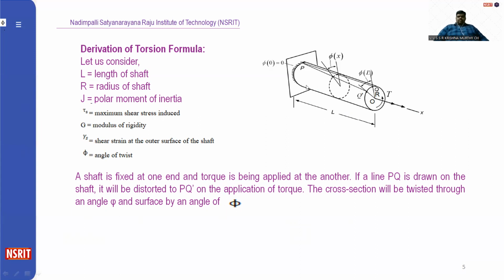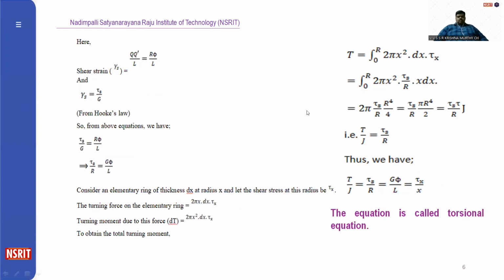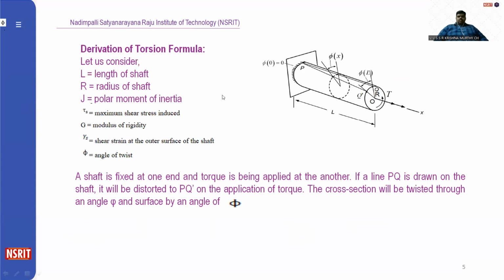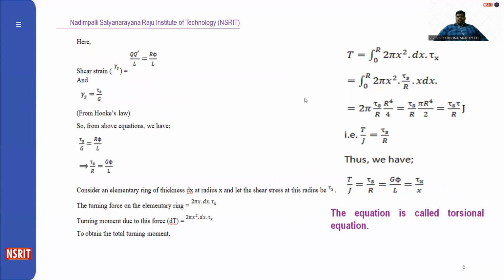So a shaft is fixed at one end, and in the line PQ, if we apply the torque with the angle of twist phi, the surface angle is phi. Here the position changes from Q to Q dash. So Q Q dash by L is equal to the angle, which with respect to radius is R phi by L. This is your shear strain, and we know that modulus of rigidity is shear stress by shear strain, which is from Hooke's law. So tau s by G is equal to R phi by L. Let this be equation 1.